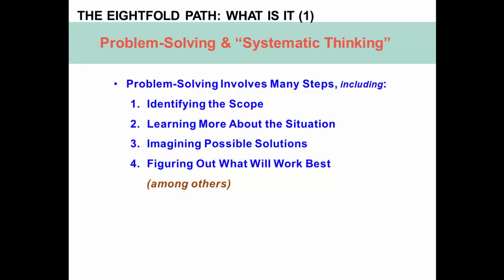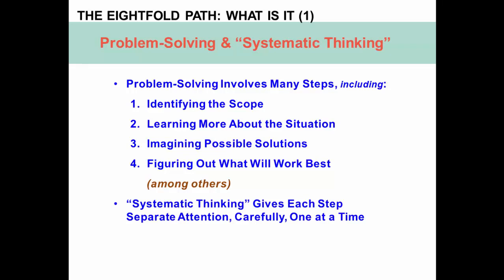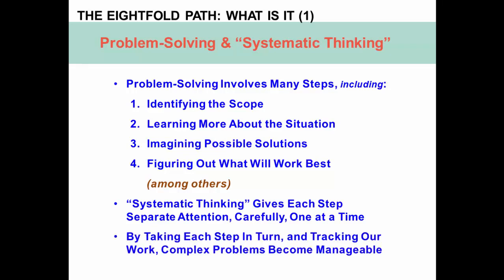By listing these 4 alone, we realize that this is complicated work, and we need to conduct ourselves in a relatively systematic way. This systematic thinking would give each step separate attention, carefully, one at a time. And ultimately, we'll find that by taking each step in turn and tracking our work, complex problems become manageable. And that's really the goal of Eugene Bardach's Eightfold Path method and the goal of this course, to help you understand how careful thinking can make complex problems more manageable.